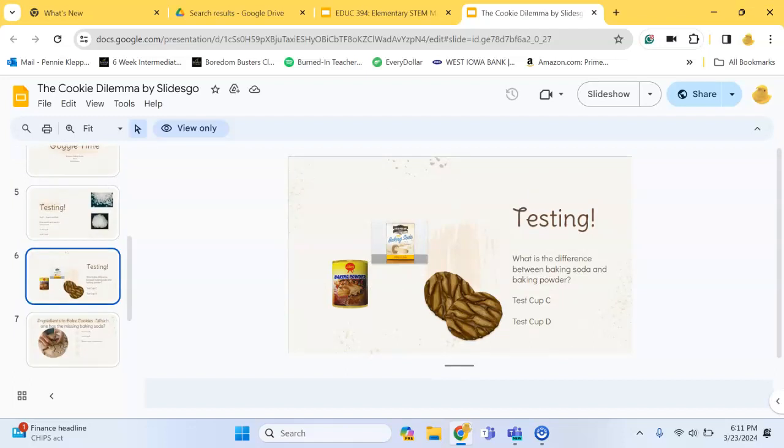Then they're going to be looking at two different cups, test cup C and test cup D. One has baking powder and one has baking soda. They would be testing with vinegar, and that's where we would discuss the importance of keeping our safety goggles on and not being rowdy.